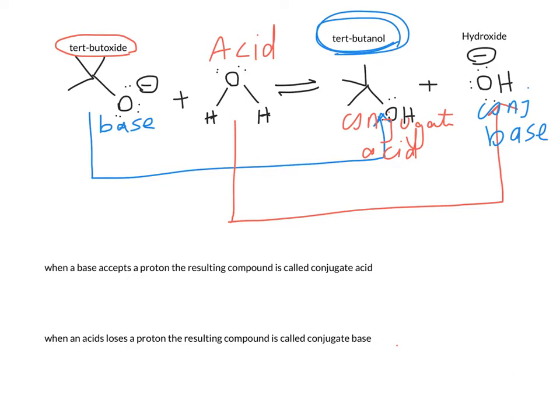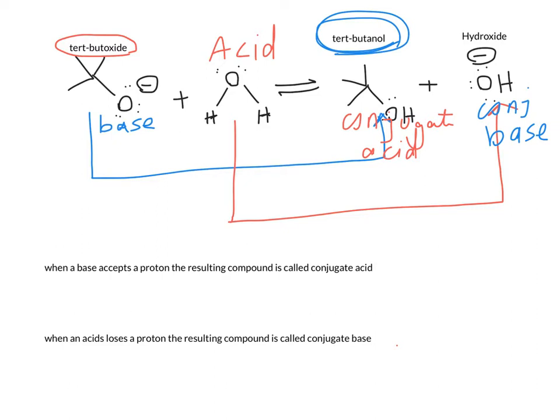When a base accepts a proton, the resulting compound is called the conjugate acid. For example, in this reaction, when tertiary butoxide accepts the proton, it becomes tertiary butanol. So tertiary butoxide is the base because it is accepting a proton, and the resulting compound after accepting the proton is tertiary butanol. So tertiary butanol is the conjugate acid of tertiary butoxide.